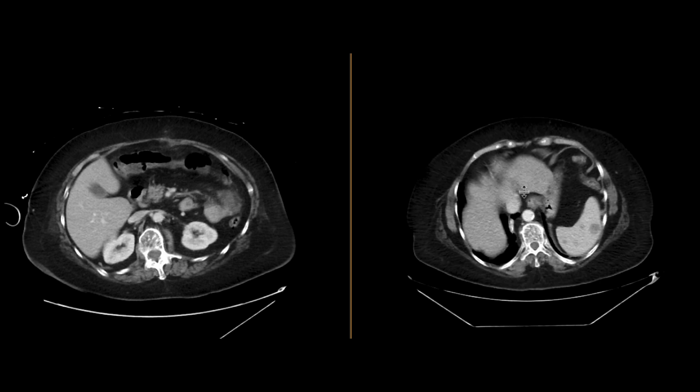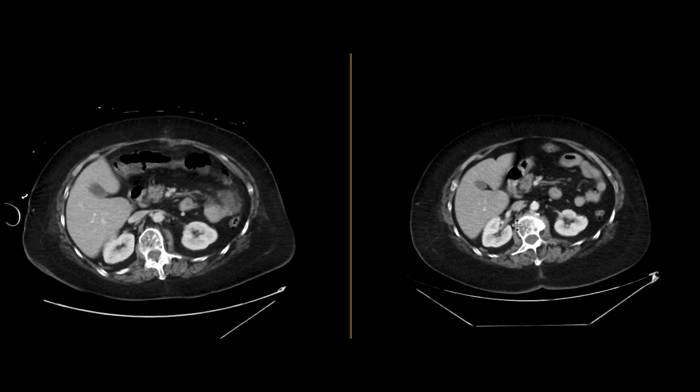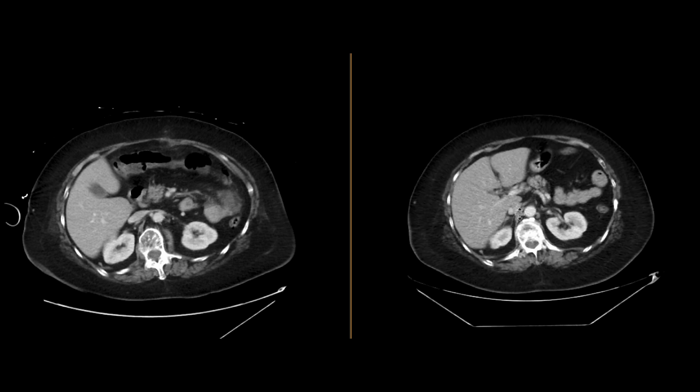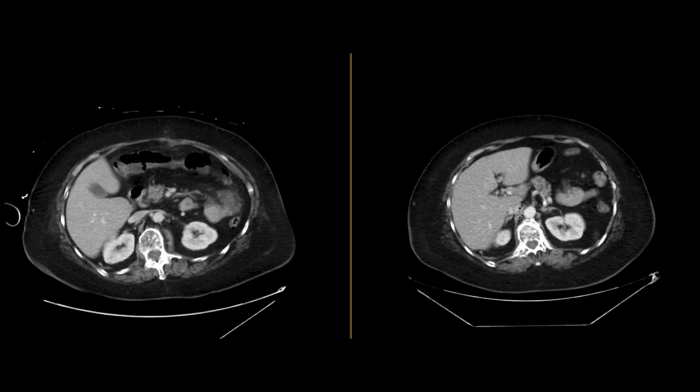They tend to be in the stomach or a proximal portion of the duodenum. They can occur from time to time in the small bowel, particularly the proximal small bowel, and that's what happened in this instance.